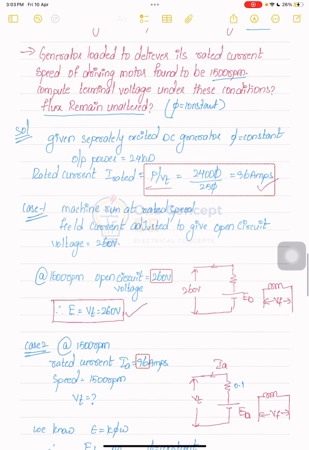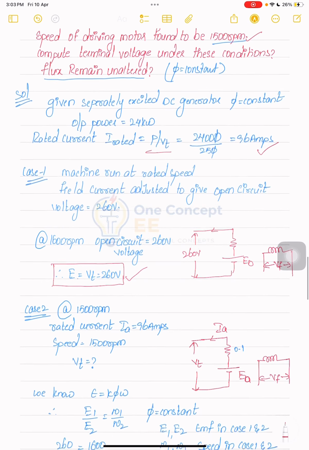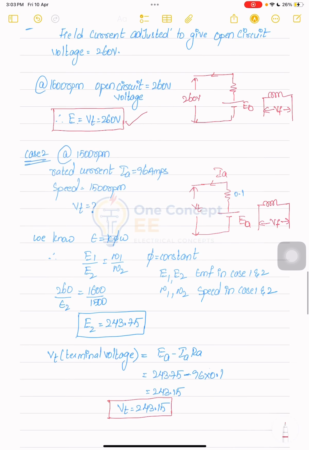In the second case, the machine is running at 1500 rpm and it's delivering rated current. Here we see the machine is running at 1500 rpm and delivering the rated current of 96 amps. We already know the flux is constant, but here the mistake is mainly made on the speed. Previously the speed was 1600 rpm, and now it is running at 1500 rpm.